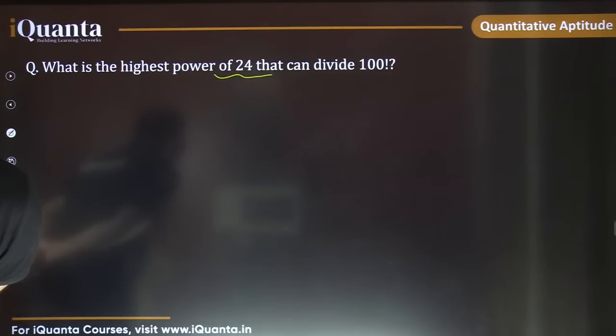24 power 32. Good. Navanil, Aditya, yes, that's a good answer. Prasoon, 33 कैसे आया भाई? कुछ गड़बड़ किया है. Shubham, it's not 38. 32 is right. Yes, El Dorado, that's fine.